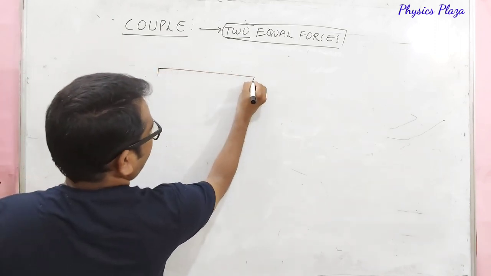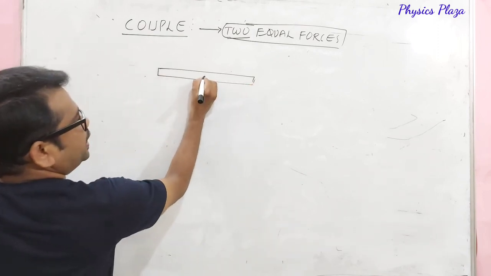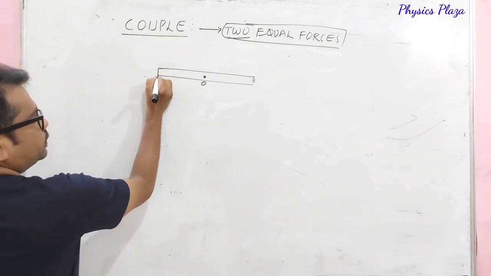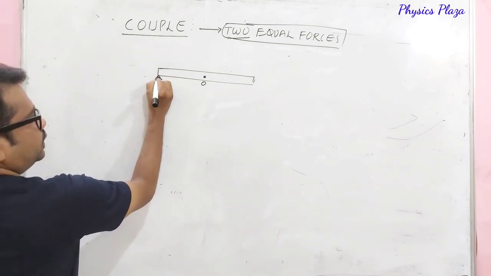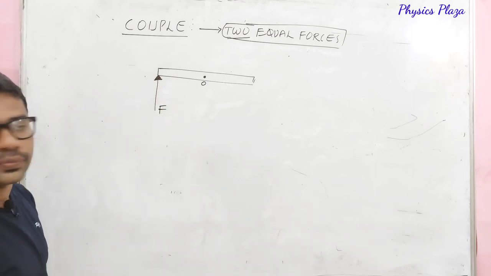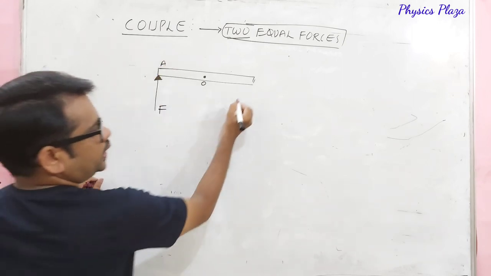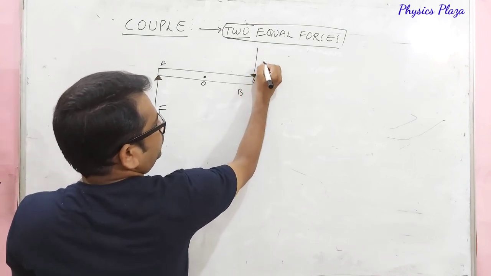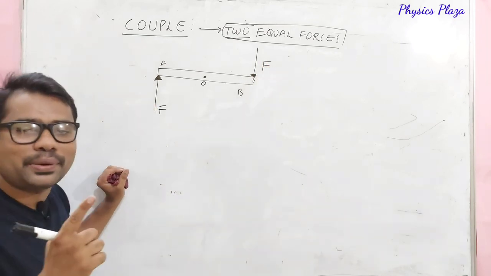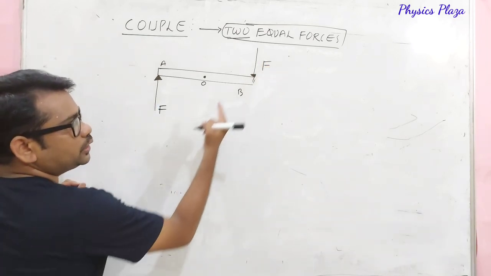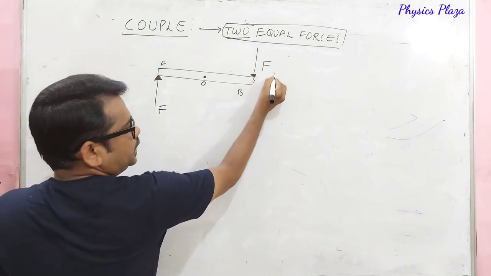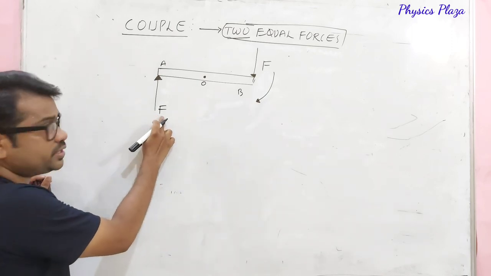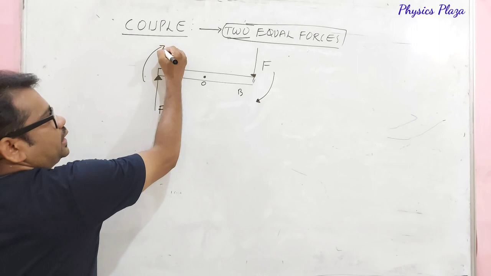Here is a body which is pivoted at this point, in such a way that a force F is acting at a point A, whereas at a point B one more force, the same force F, is acting. Now what will happen? Just imagine the situation. The force acting at point B will try to rotate it in the clockwise direction, whereas the force F acting at point A will try to rotate it in the anti-clockwise direction.